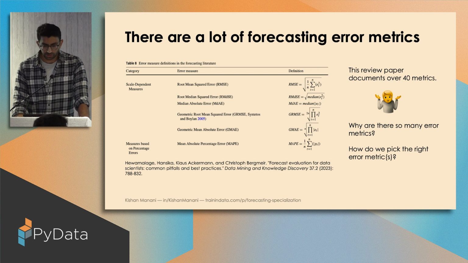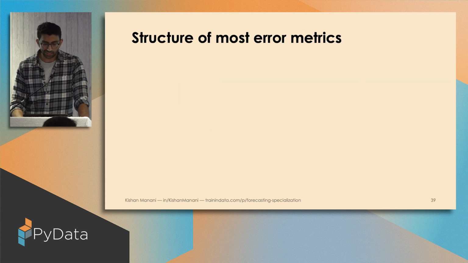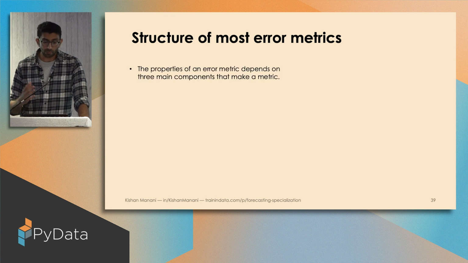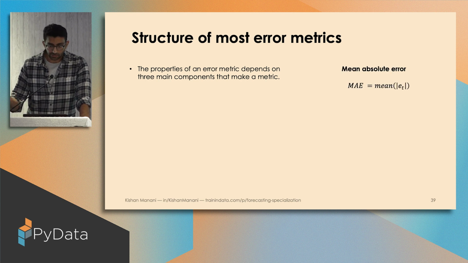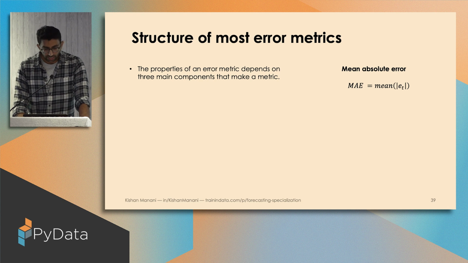So to answer the first question, it helps to look at the structure of most error metrics. They share a common pattern, and what we'll find is that the properties of an error metric depend on essentially three main components that make up most of these metrics. And so I'm going to dive into those three components by looking at an example, the mean absolute error. So a very common error metric, and you can break it into three different components.